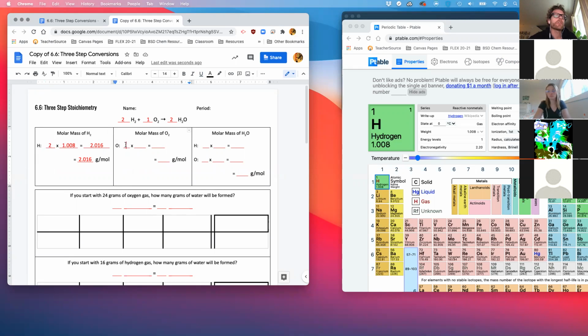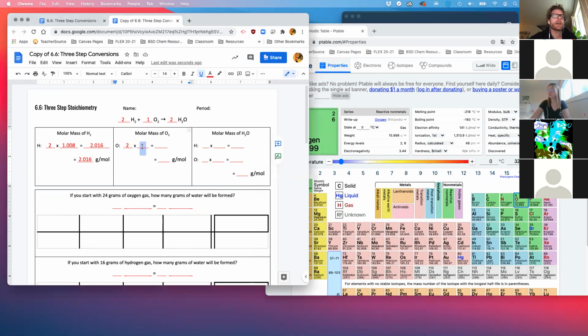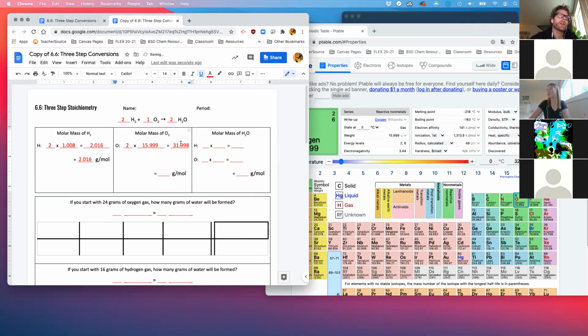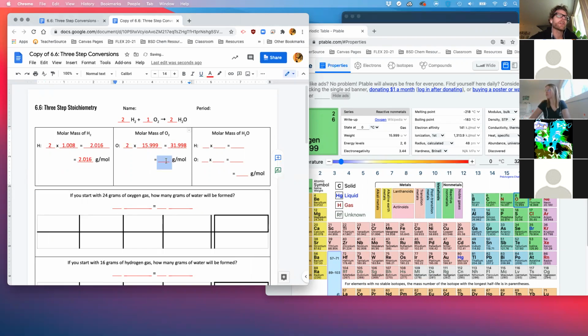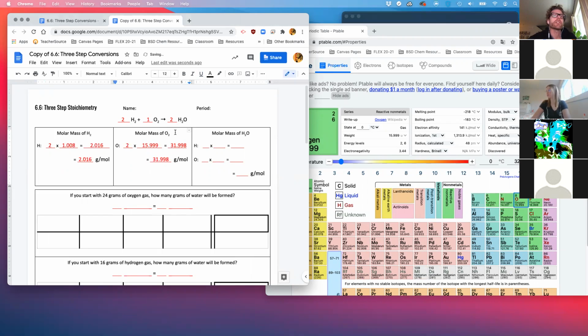Okay, cool. Let's do that for oxygen. Oxygen gas is O2, so I'm going to put a 2 right here. And I look at my molar mass for oxygen, and it's 15.999. So I go 15.999. 2 times that is equal to 31.998. And that's it. That's the only atom in there. You know what I mean? 31.998 grams per mole. That is my molar mass of oxygen.